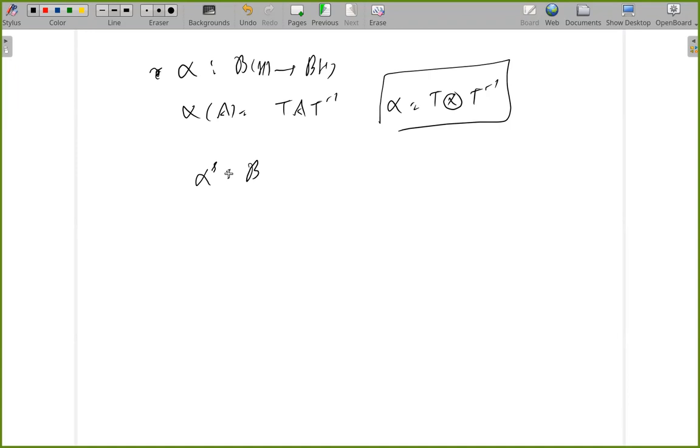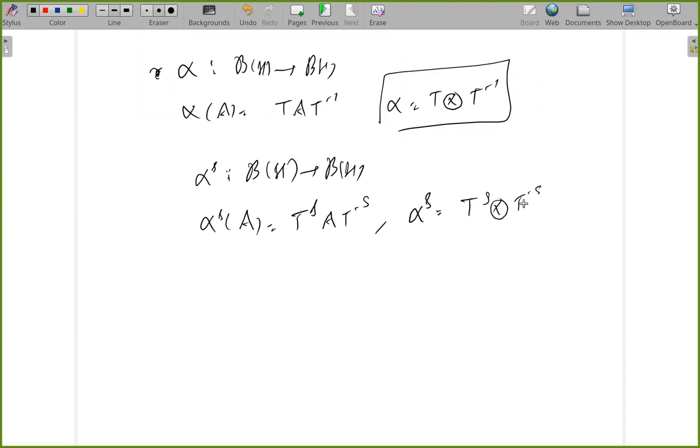Alpha to the S from B(H) to B(H) is defined as you compose this alpha S many times. If S is a natural number, of course, you understand it's T to the N A T to the minus N. Otherwise, this makes perfect sense because of the functional calculus. I can always talk about the function T to the S. So alpha S is, in other words, this thing, T to the S tensor T to the minus S. This is just notation. Okay.